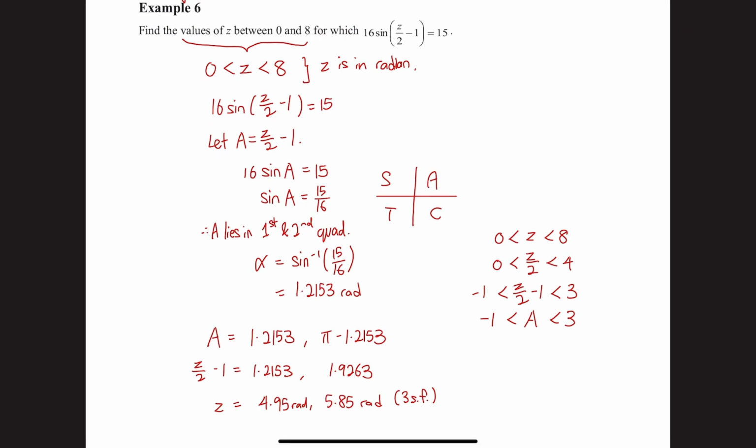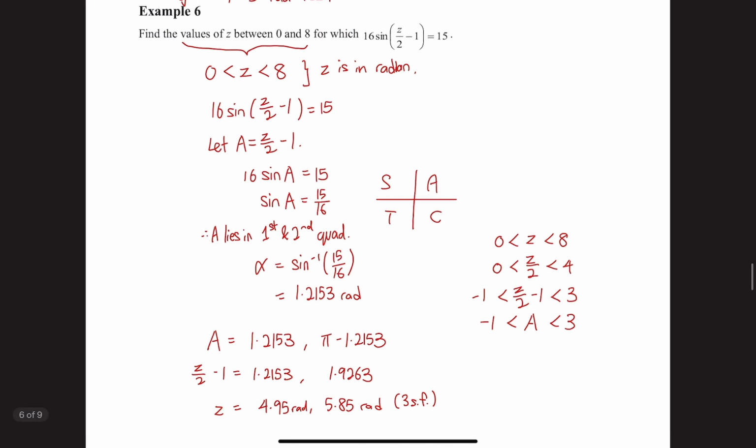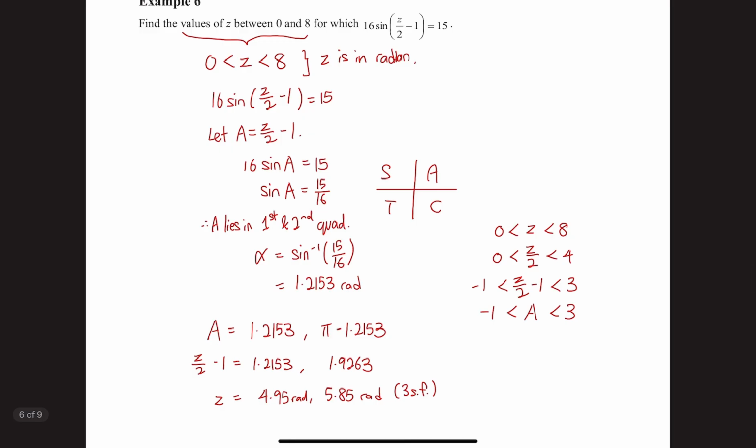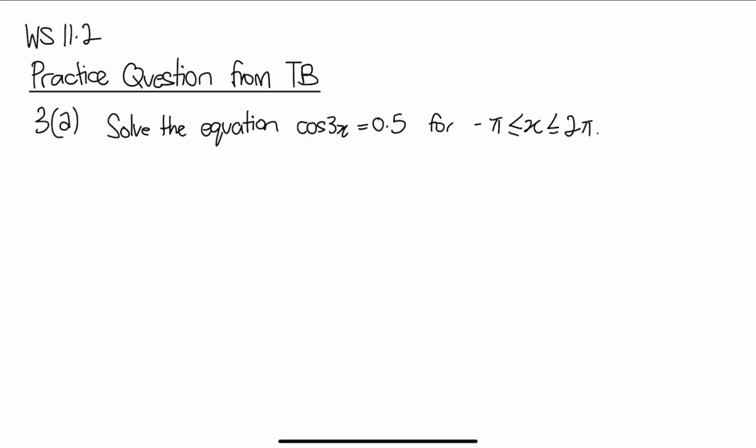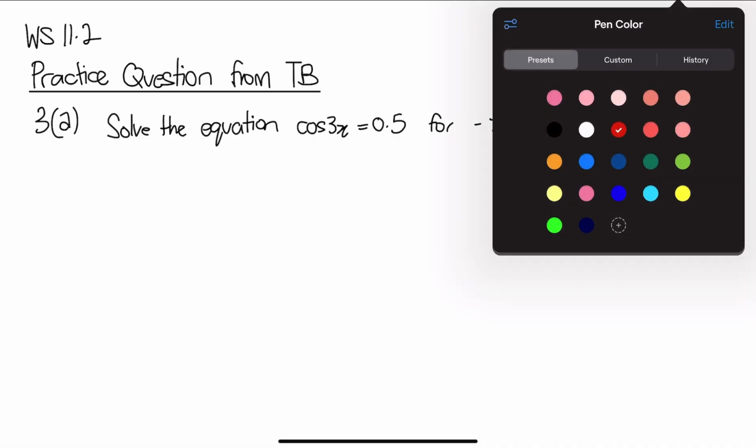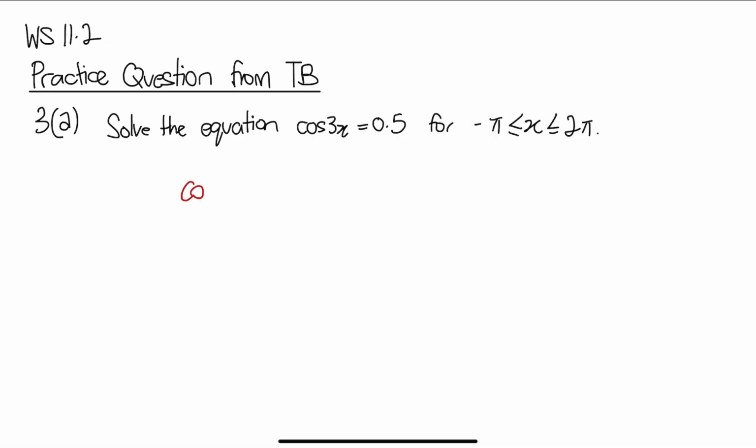Now I'll work through one simple practice question, and then you can go back and complete the assignment questions as homework. Let's look at the practice question from your textbook. Solve the equation cosine 3x equals 0.5 for x between negative pi and 2 pi. So what do I need to do? Very simply, I write out my equation here first. Cosine 3x equals 0.5.